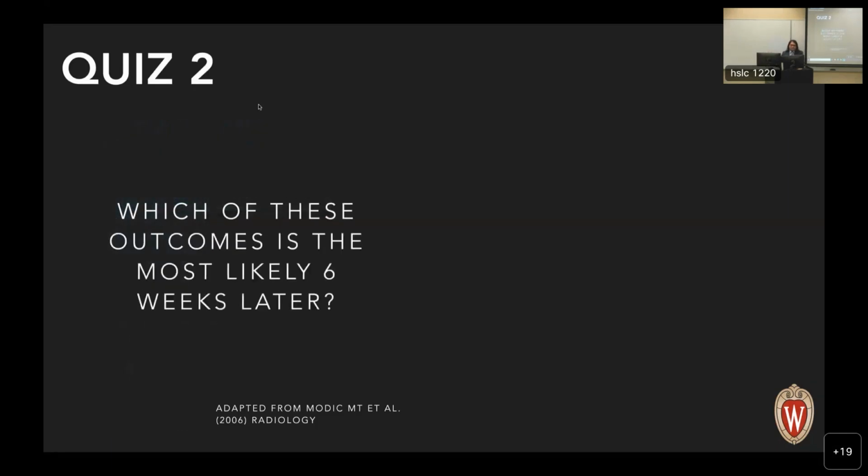He asked them to please come back 6 weeks later. I'm going to ask you if you still have your low back pain, and we're going to re-image your back and see if you still have that herniated disc.